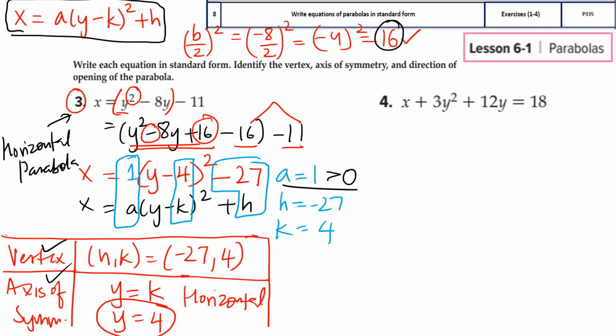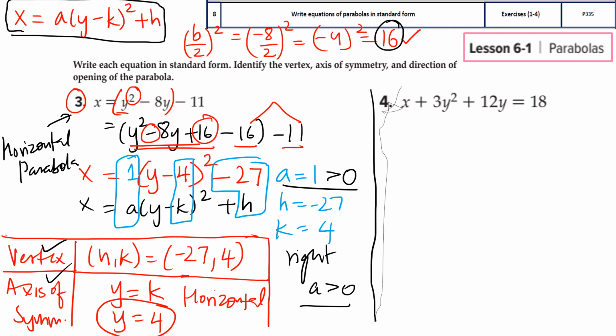So left or right, which direction is it going to open? Definitely it opens right because a is positive. So that completes question 3. Similarly, I would want you to try question 4 yourself. And now I provide the answer key to check.